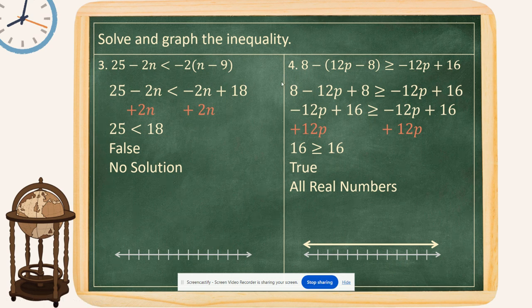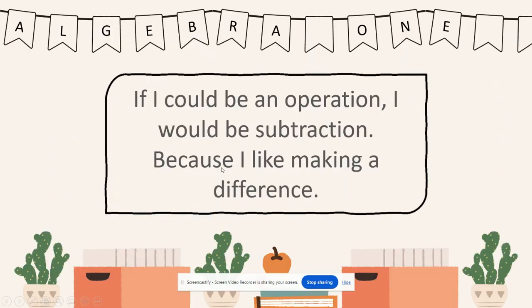Remember, I should know I'm going to get an unusual solution when there is no variable, when my variable gets canceled out. And if I could be an operation, I would be subtraction because I like making a difference. There's a little positive quote for you that's related to math for that section.